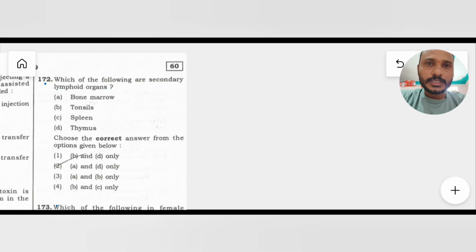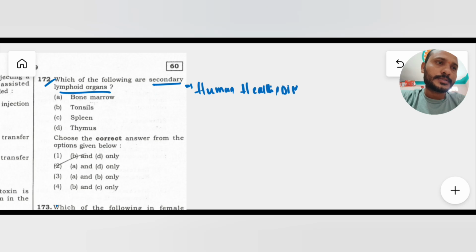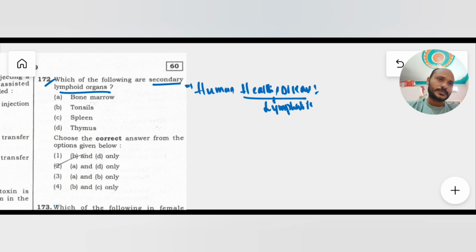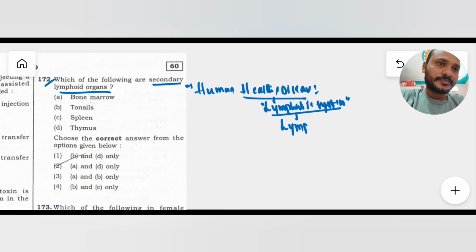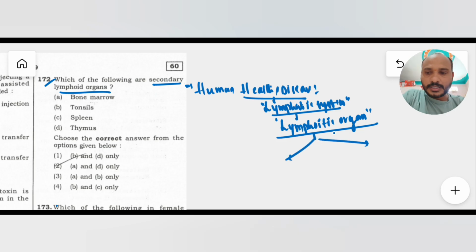Okay, question 172: which of the following are secondary lymphoid organs? This question is from human health and disease, and it mainly focuses on the lymphatic system. The lymphatic system is a specialized system present along with the circulatory system, in which lymph is transported or carried. In the lymphatic system we have lymphatic organs, and these lymphatic organs are classified into two categories.